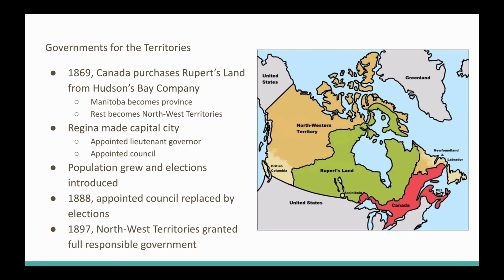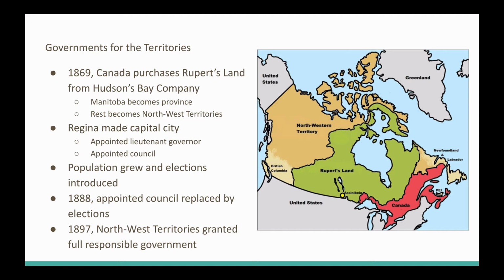But the problem is that the population is growing. It's not really a problem, but for a territory that is being controlled by the federal government, this could be seen as a problem. With a growing population, we need to appease the people, make them happy. We're going to give them elections. That is going to take place in 1888, where the appointed council gets replaced by an elected council. And in 1897, the Northwest Territories is granted full responsible government, which is going to be a really big deal.